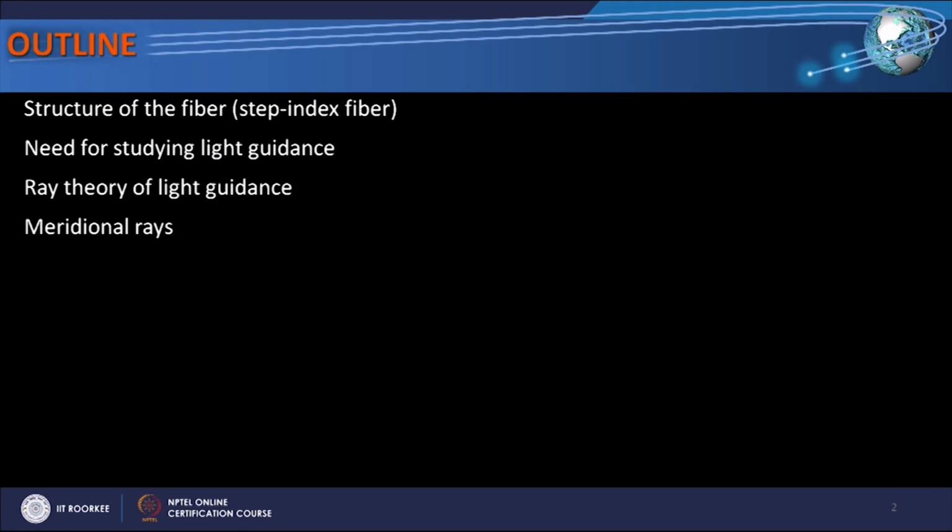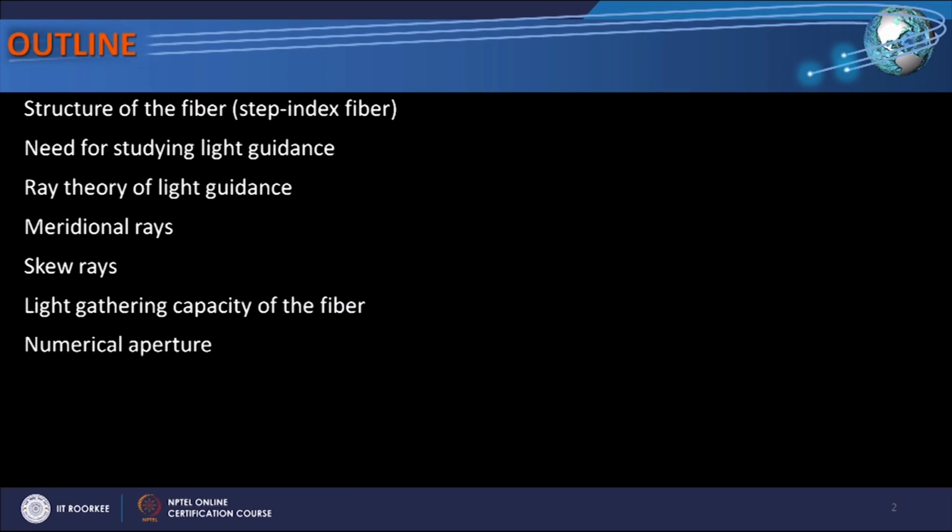Fiber guides light through two types of rays, one is meridional rays, another is skew rays. Then what is the light gathering capacity of the fiber? What is the numerical aperture of the fiber? Then there are different type of fibers which have refractive index variation in the core, they are known as graded index fiber, and we would look into how rays go in graded index fiber, what path they follow.